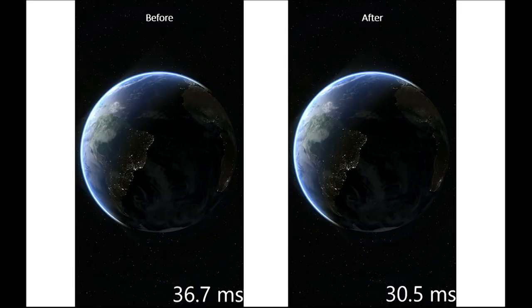So I've made the change. These are the results. And yes, after making the change, the frame time has decreased from 36.7 milliseconds per frame to 30.5 milliseconds per frame. And the scene looks exactly the same because the vertices where we skipped the lighting equations were on the backside of the planet anyway, and so they were being culled. And our frame time is now below 33 milliseconds. We've reached our goal of 30 frames per second.